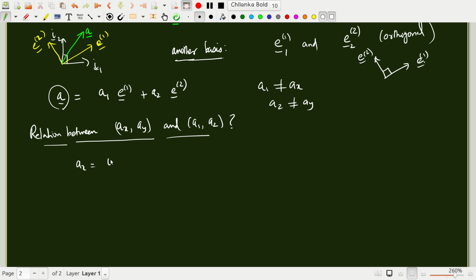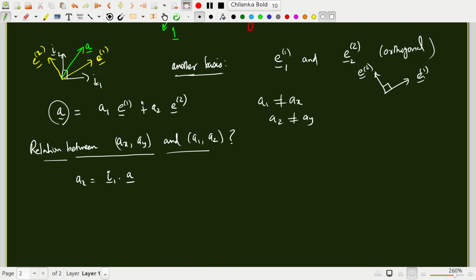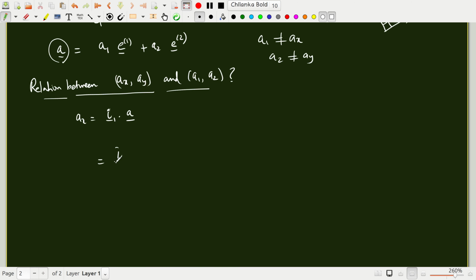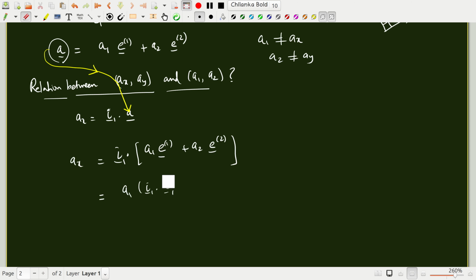AX is nothing but I1 dot A. We just saw this here. AX is A dot I1 or I1 dot A. But this is nothing but I1 dot, instead of A, I'm going to substitute this expression. So instead of A, I'm going to put A1 E1 plus A2 E2. This is AX. This is nothing but A1 I1 dot E1 plus A2 I1 dot E2.